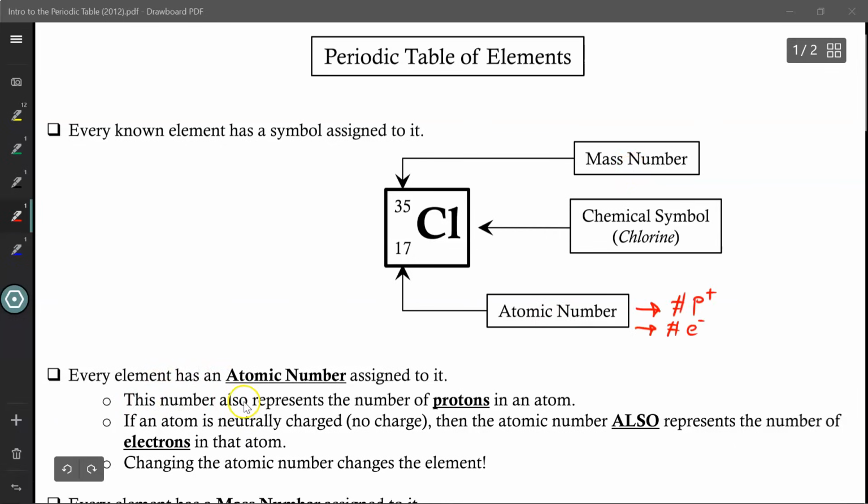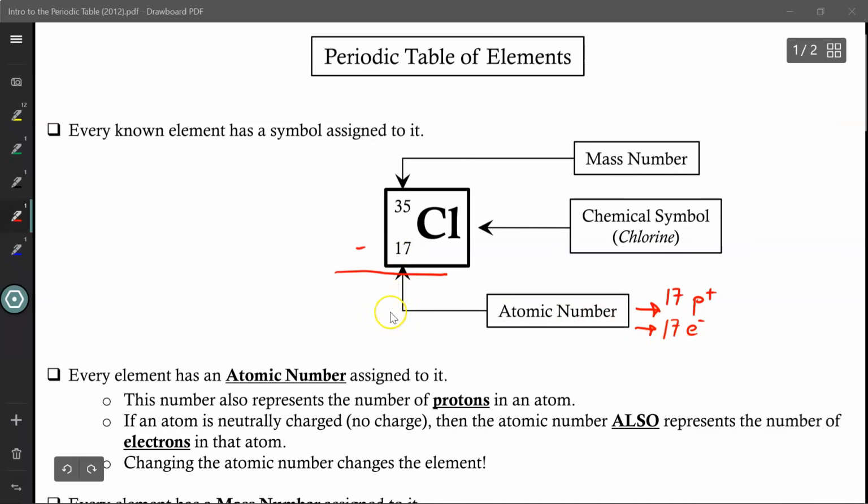Now the atomic number also represents the number of protons in that atom. So for instance over here, chlorine has an atomic number of 17. Therefore, it has 17 protons. The atomic number also represents the number of electrons in a neutrally charged atom. So in this case, chlorine with the atomic number 17 also has 17 electrons.